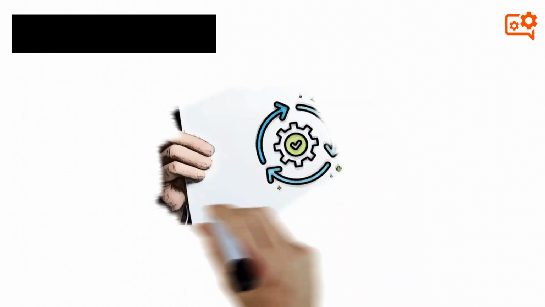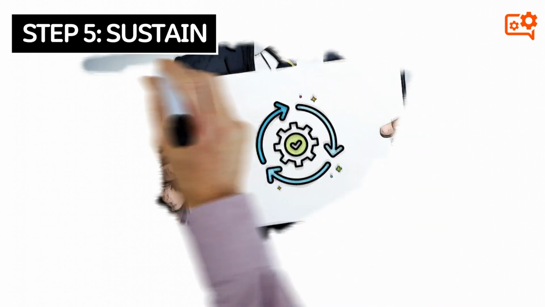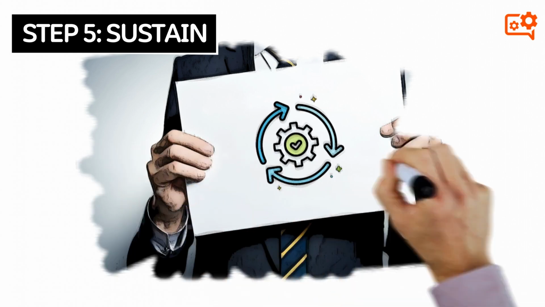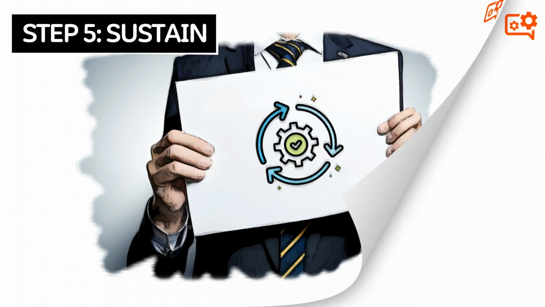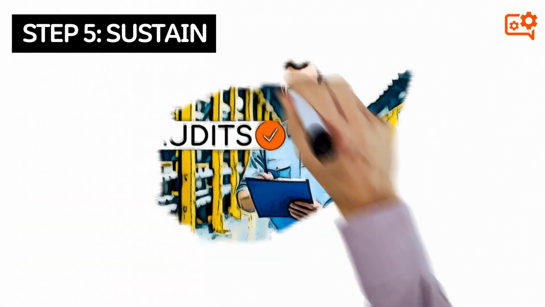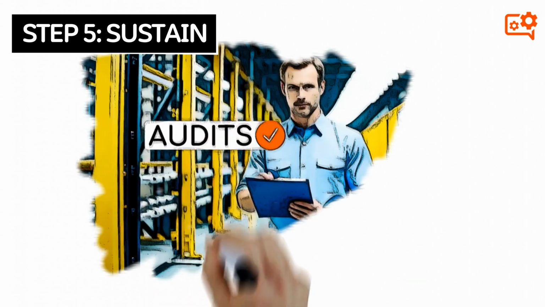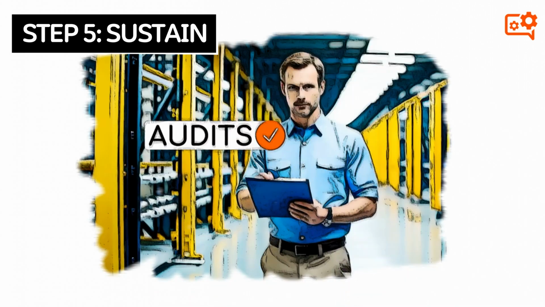This step is all about maintaining the improvements you've made and ensuring that the 5S methodology becomes a part of your daily routine. Conduct regular audits. Regular audits can help identify areas where standard instructions are not being followed and allow for corrective actions to be taken. Continuously improve the SOPs.